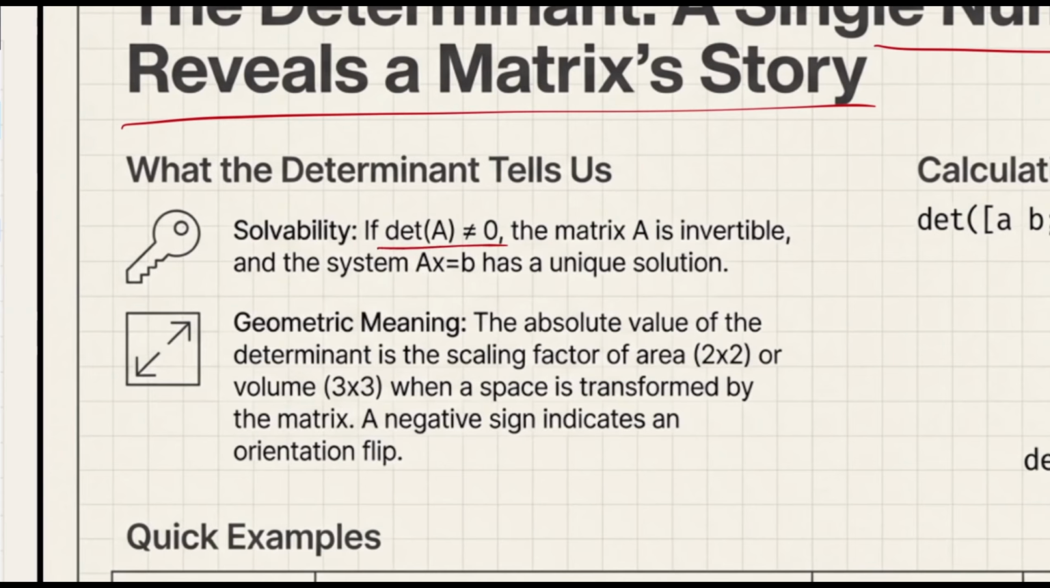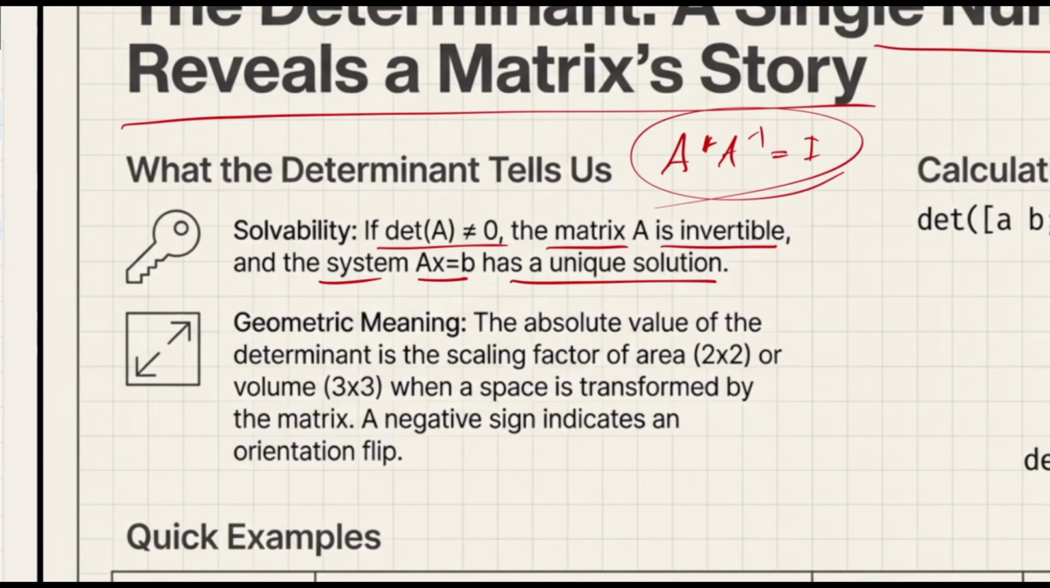If the determinant of A is anything that is not equal to 0, whether 1, negative 2, 10, 20, 12, whatever, the matrix A is invertible. It means that I can find something that I can multiply by A and still get the identity. And the system Ax equals b has a unique solution. What is Ax equals b? It's the equation related to matrices. I will talk about it.